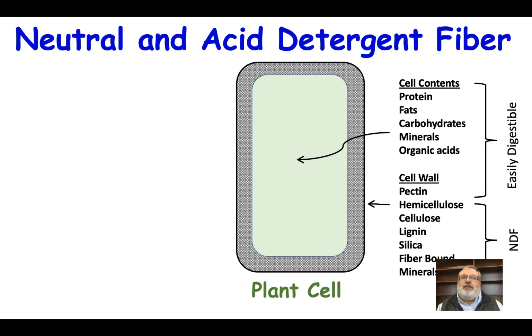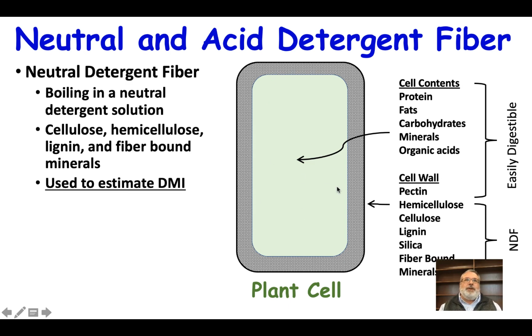So I just wanted to show you what makes up neutral and acid detergent fiber and just state how each one of those are used when we talk about whether a forage is going to meet the nutritional requirements of an animal. So if this is our plant cell, we have a gray area around here, and that's the cell wall. Inside we have all the cell contents, and they're highly digestible. And then this cell wall here contains cellulose and hemicellulose and lignin and fiber-bound minerals and silica and so forth.